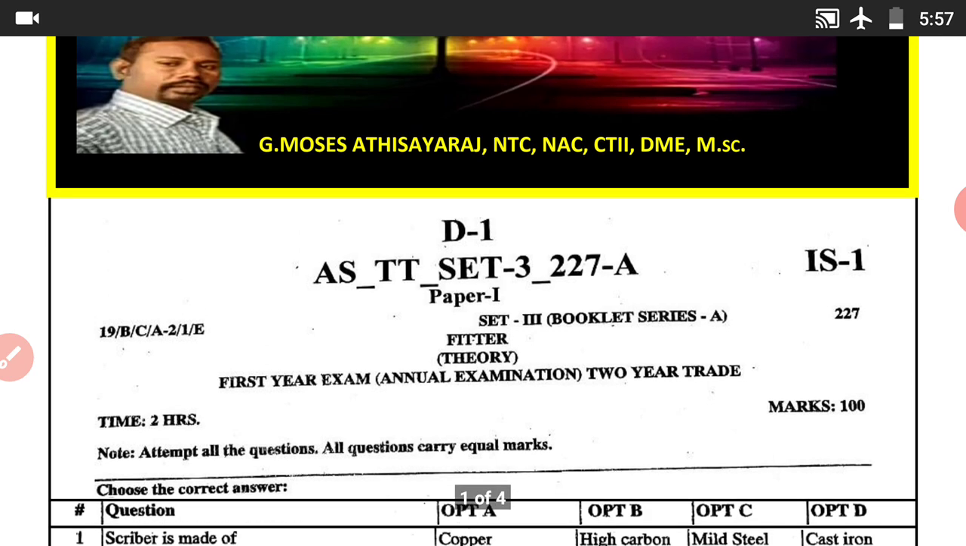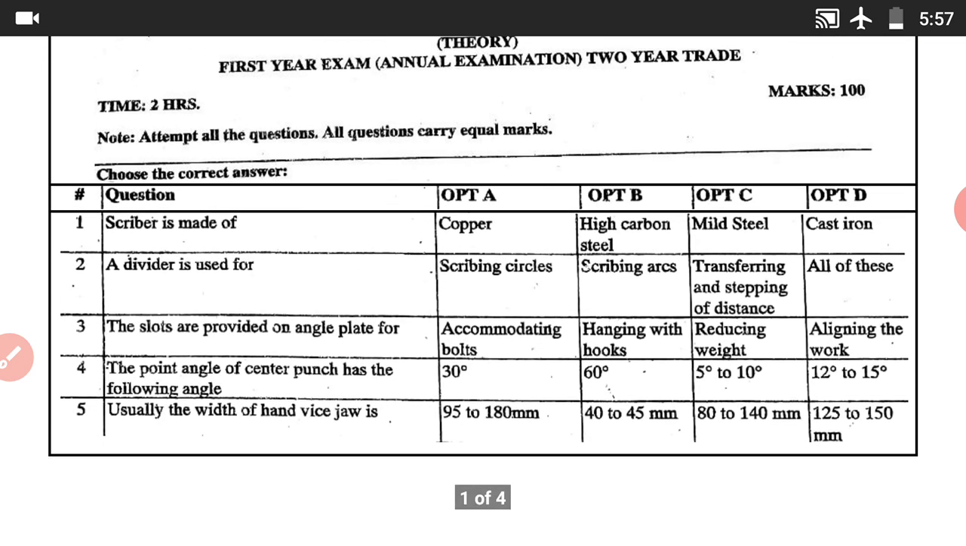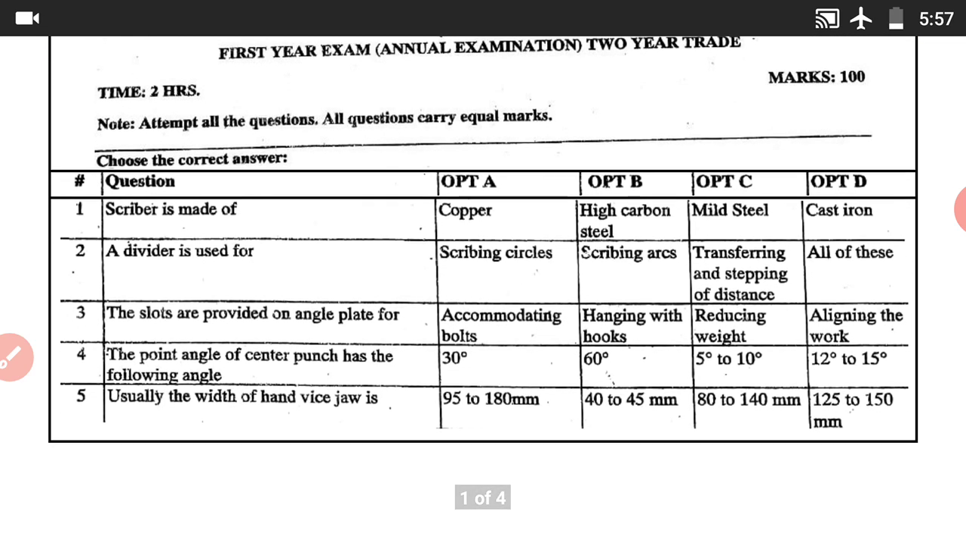Question number 1. Scraper is made of carbon steel. This question answer B, carbon steel.